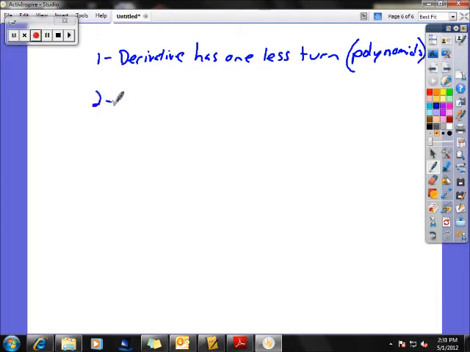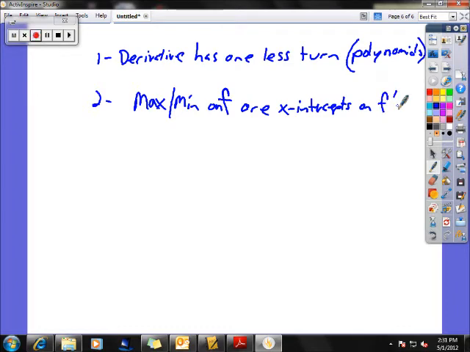Now, this is real important right here, okay? Max and min on f are x-intercepts on f prime. And this kind of has to do with what we just talked about with horizontal tangents. Okay? Because a max or a min on f has a horizontal tangent, which means that the derivative has to be 0, which means that on the graph, the derivative crosses the x-axis.